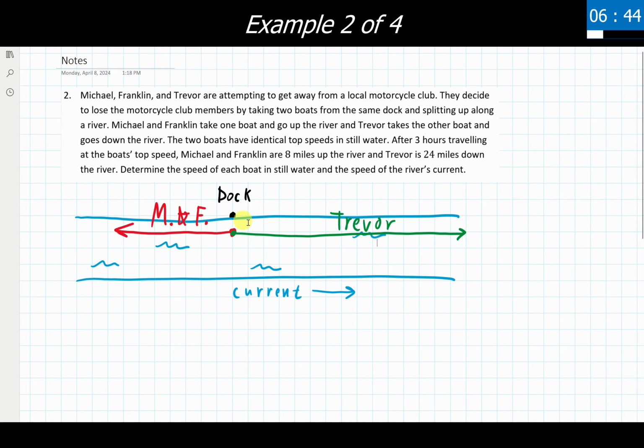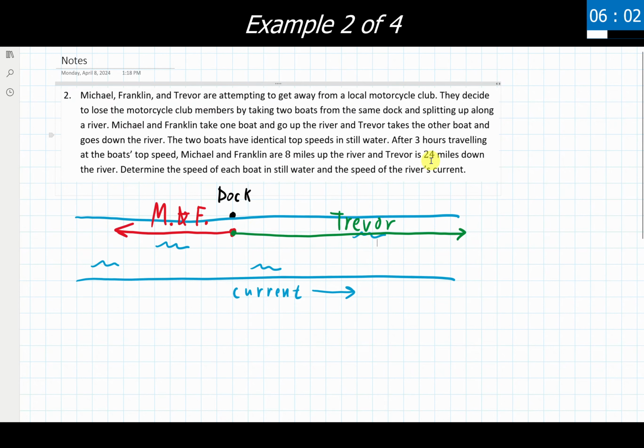Okay, so this gives us a bit of a visual of what's going on, and we can maybe start to formulate how the speeds of the boats correspond with the current. If Michael and Franklin are going up the river, the current is working against them, so they're probably going slower than the boat's top speed. In contrast, Trevor's going down the river, with the current, which means the current is probably adding to his speed, making him go faster. And that would also explain why we have such big differences in the distances they've each traveled.